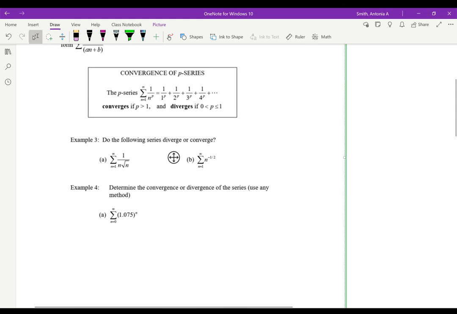Okay, so let's look at some examples. I'm going to zoom in just a little bit there. Okay, so do the following series diverge or converge? So on A, let's rewrite this so we have an exponent. We can see what p is. This is the same as the sum of n equals 1 to infinity of 1 over n times n to the 1/2. So 1 over n to the 3/2. So p is 3/2, which is greater than 1. So this one converges.